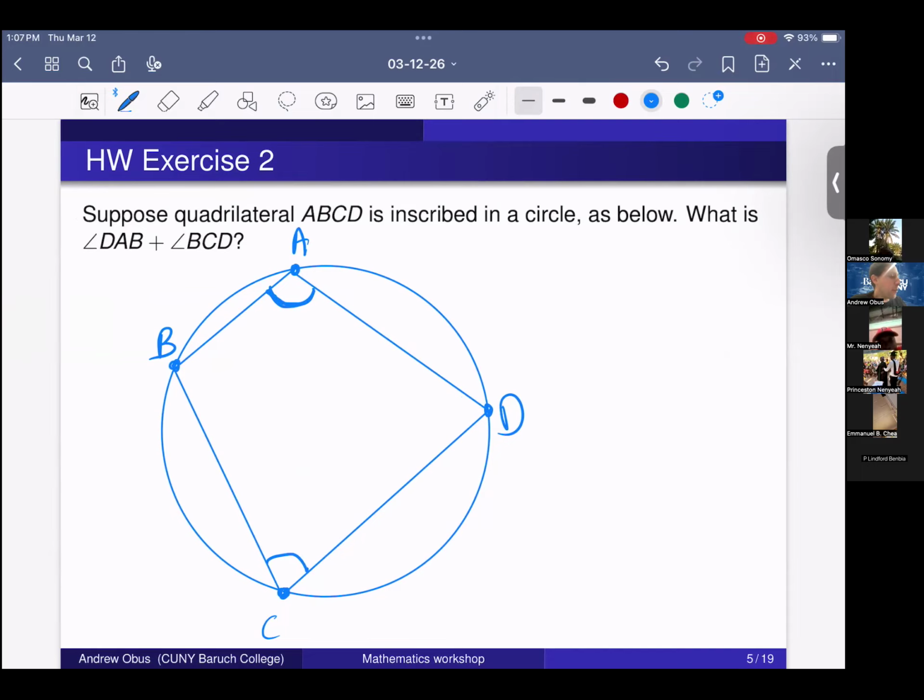Without any other information, can we figure out what the sum of these two angles has to be? I know somebody said there's a theorem, and you can get the answer from the theorem. But I'd like to know, just using what we know about inscribed angles, can we, basically I'm asking you to prove the theorem. Is there a way that we can just compute what the sum of these two angles has to be using these circle theorems that we've learned?